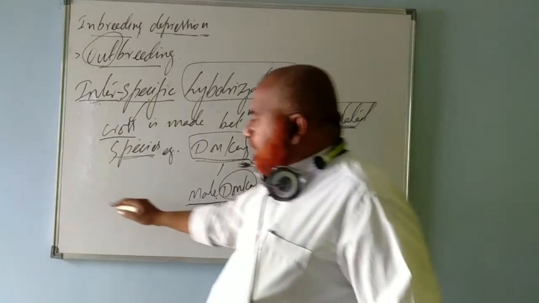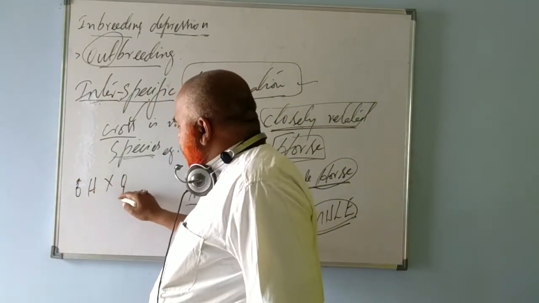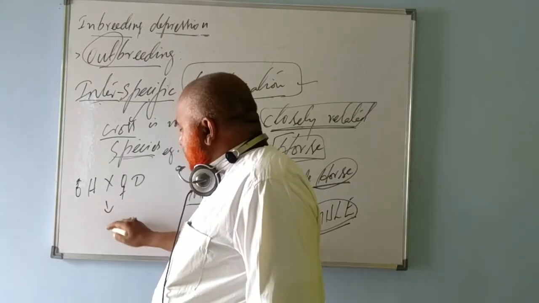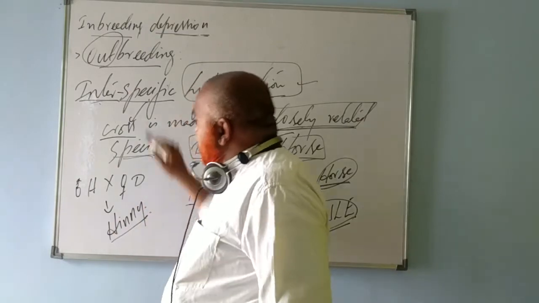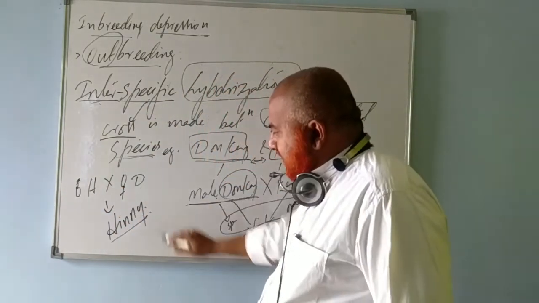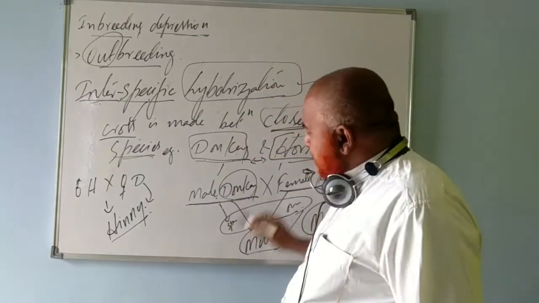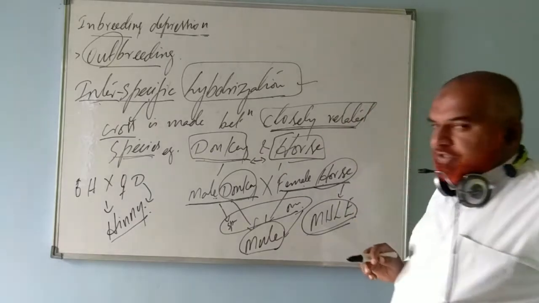Now vice versa. What is that? Male horse crossed with female donkey. That animal is known as hinny. What is known as hinny? This is also interspecific hybridization. What is opposite here? Male horse with female donkey is known as hinny. Don't get confused. Here, male donkey with female horse is known as mule.